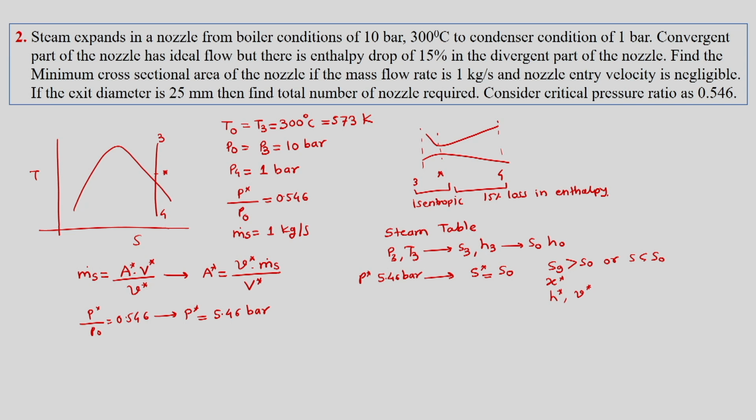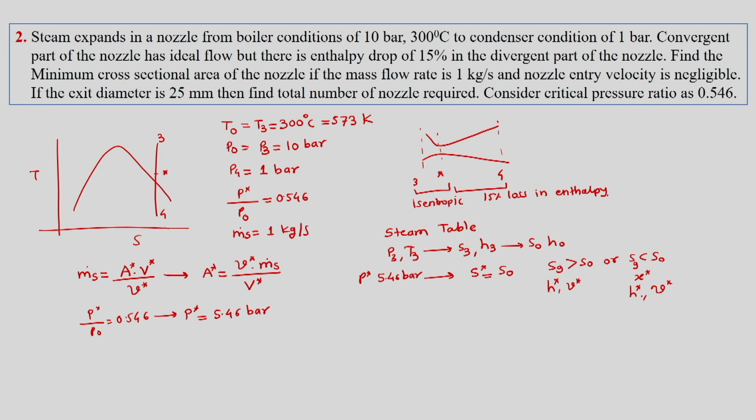Otherwise, if Sg is greater than S naught, then we do not have to bother. If Sg is less than S naught, then we have to find out X star, and knowing X star, we will find out H star and specific volume. But if Sg is greater than S naught, we will directly go to the superheated part of the steam table, and there we will find out H star and specific volume.